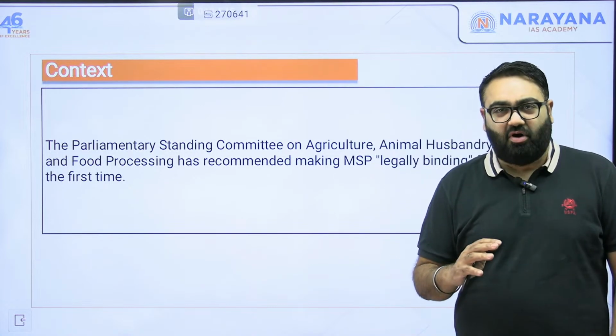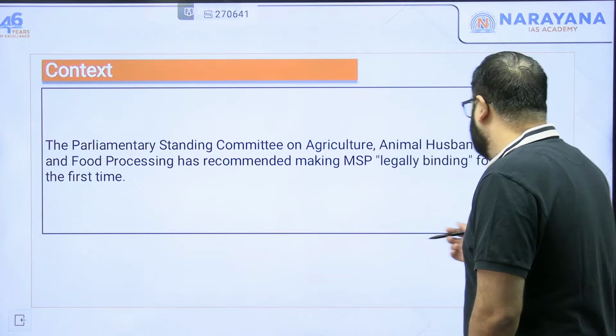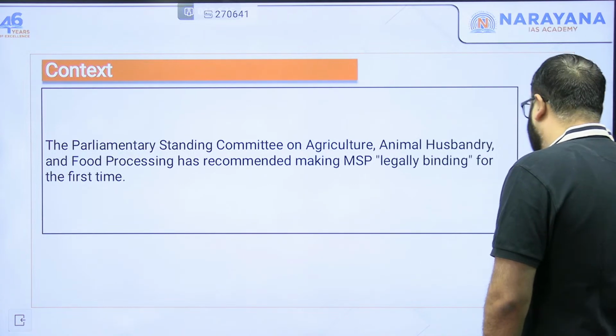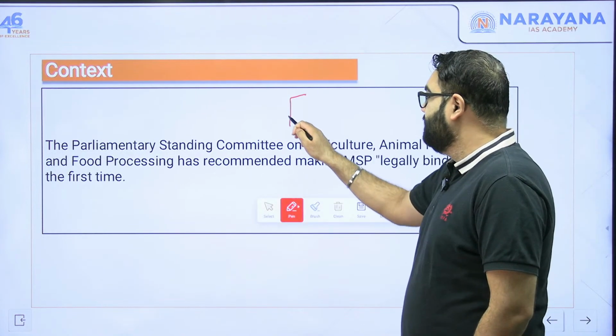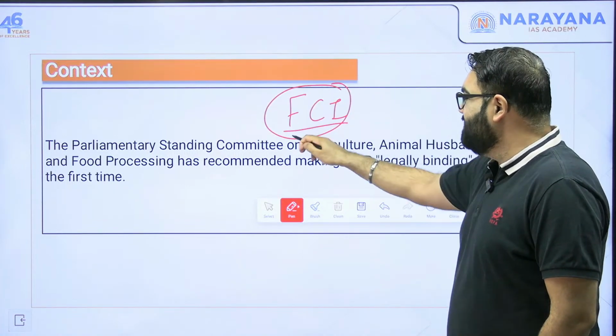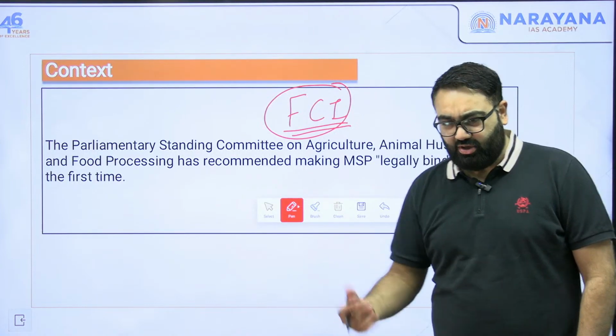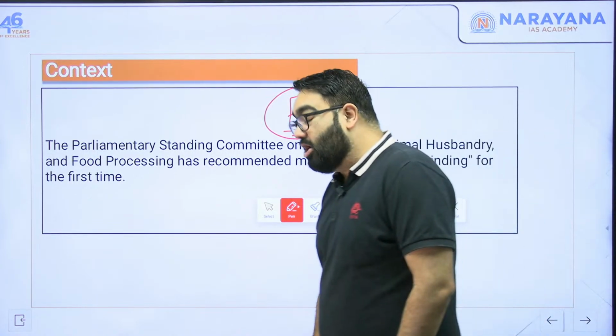Now, first of all, how does the government procure this? The government has an agency called the Food Corporation of India. Food Corporation of India is a government agency that has the responsibility of buying from the farmers, procuring the crops, and storing the crops. Second question, what does the government do with it?